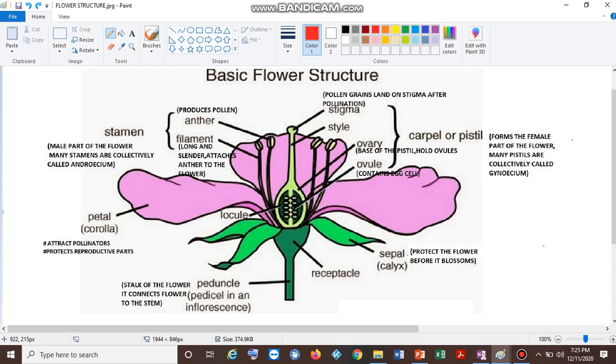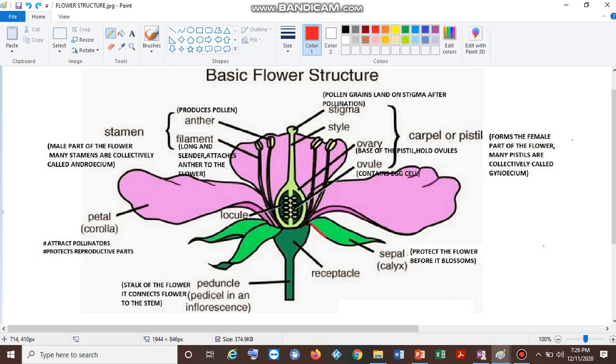A typical flower basically consists of four parts. You can say parts or they are also called whorls. A typical flower basically consists of four whorls or four parts. They are sepals, petals, stamen and carpel. Now we'll go through each part one by one. Let's start with sepal.